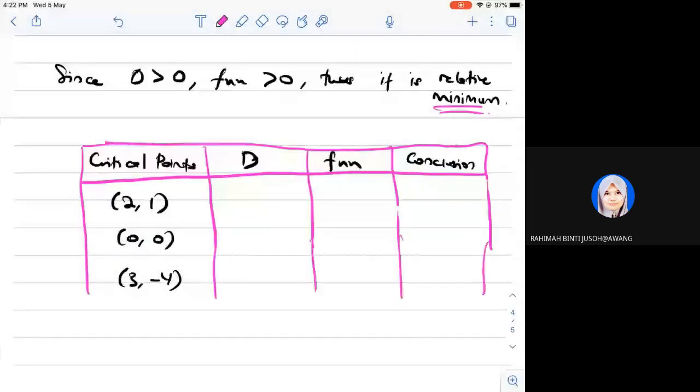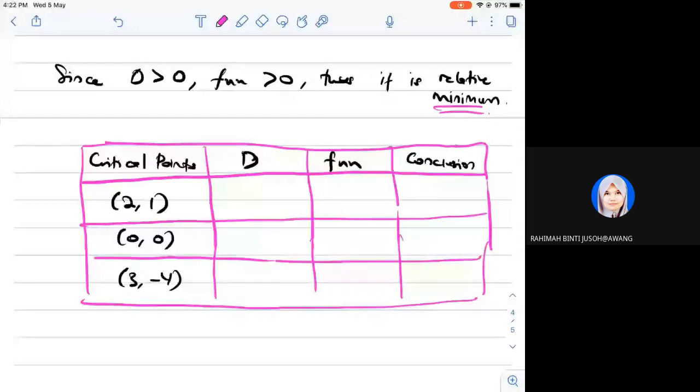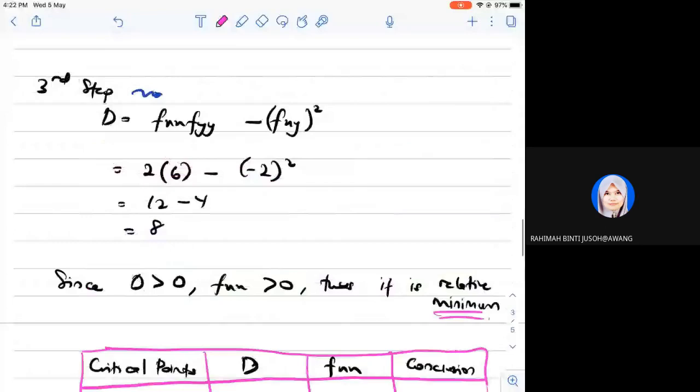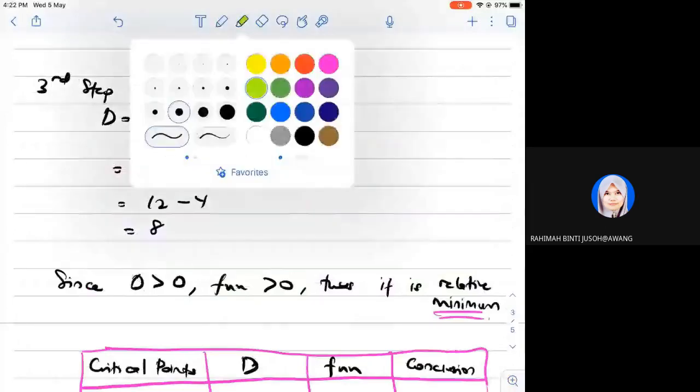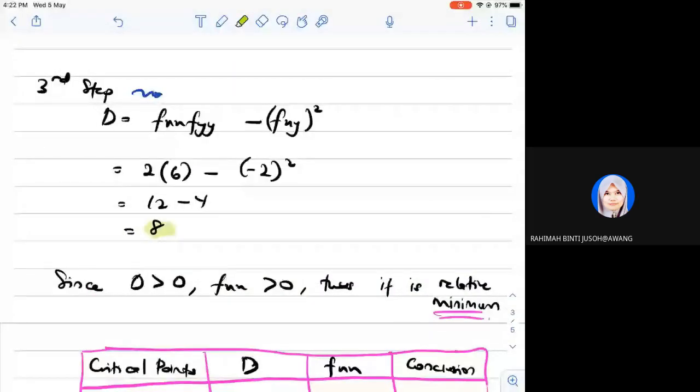So you kena test setiap satu ni guys. You kena test setiap satu titik ni. Setiap critical point ni you kena test. Okay. So bila you test tu, you kena calculate your D lah. Dalam final exam, D tak sesimple yang ni. Yang ni D dia automatically dapat constant. Tak perlu ganti nilai critical point. Tapi dalam final exam, you kena ganti critical points lah. So you have to calculate your D.